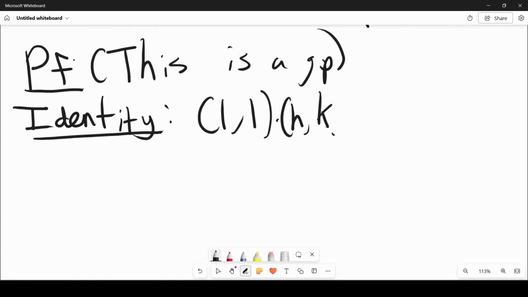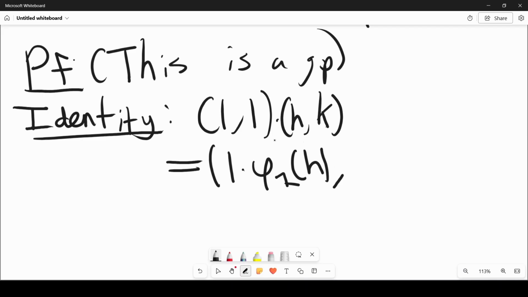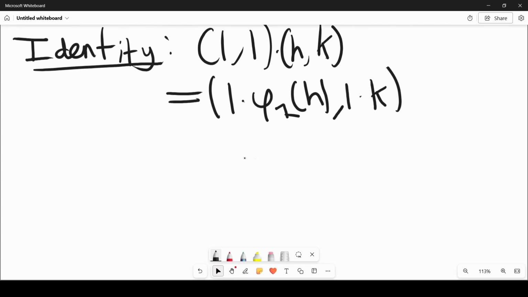So this is going to equal, well, okay, it's going to be 1 times φ of φ sub 1 of h, comma 1 times k. Okay, but φ sub 1 is just a trivial action. Doing 1 h 1 inverse is just h. So I'm going to just get h comma k. Okay, so it's the identity there, and you can check it the other way as well. Not too bad.